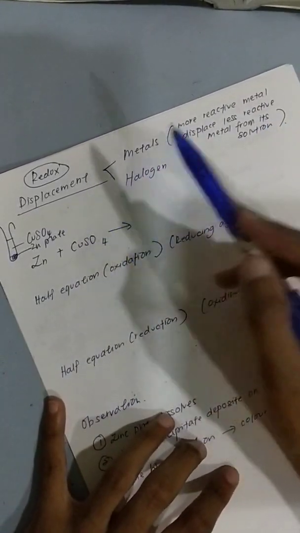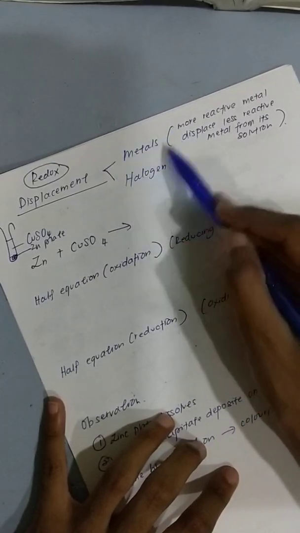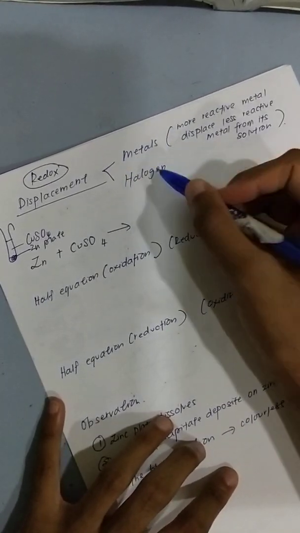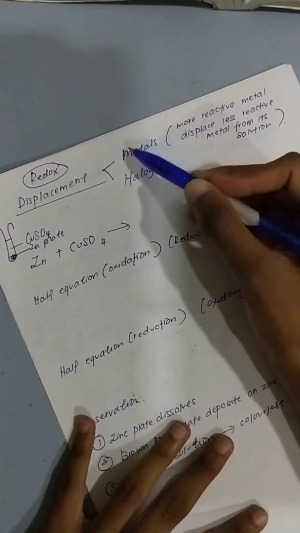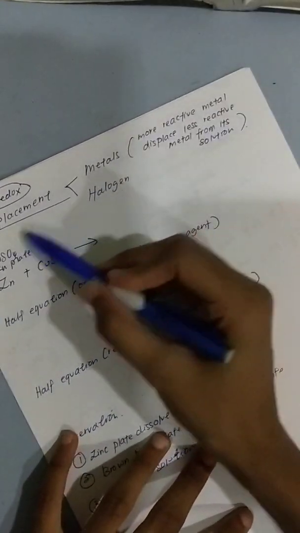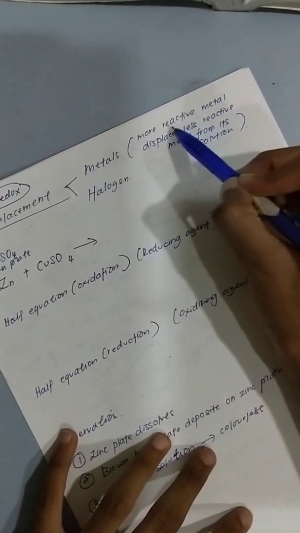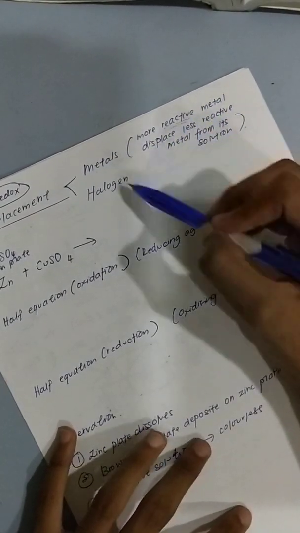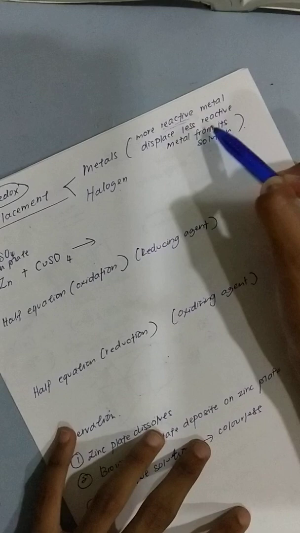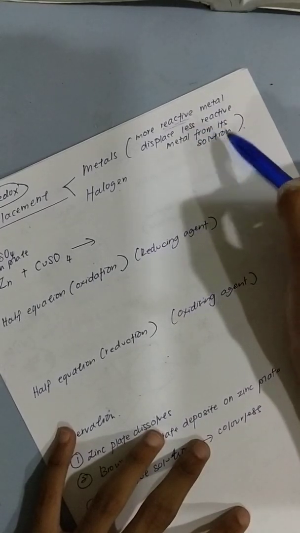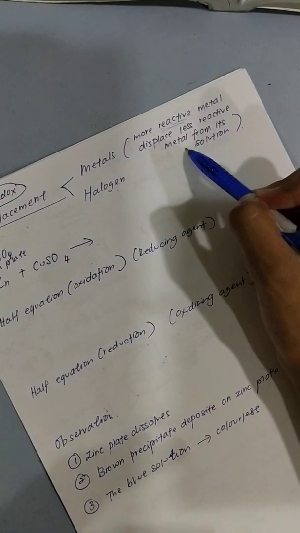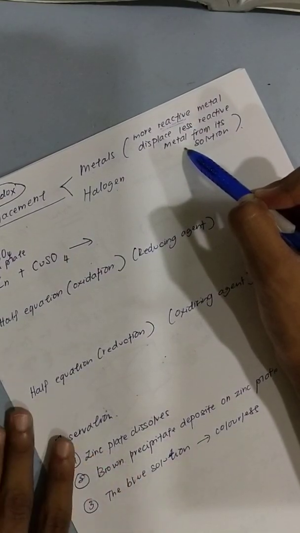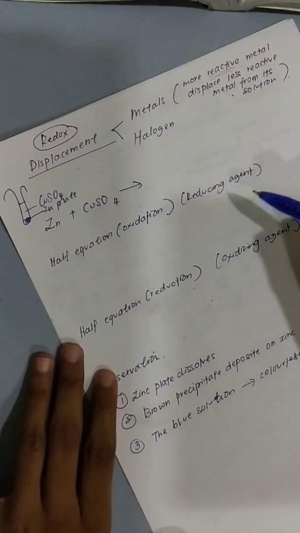So for displacement, there are two types. One is for metals, one is for halogen. Halogen is for group 17 elements. Tomorrow we will learn about halogen. Today we learn about metals. So displacement for metals means a more reactive metal will displace the less reactive metal from its solution. Actually, this topic you have learned in your Form 4 towards the end of electrochemistry. So maybe you can revise your past knowledge.